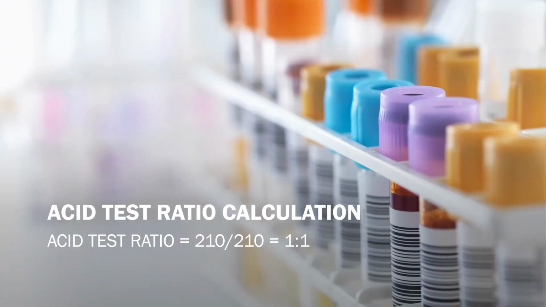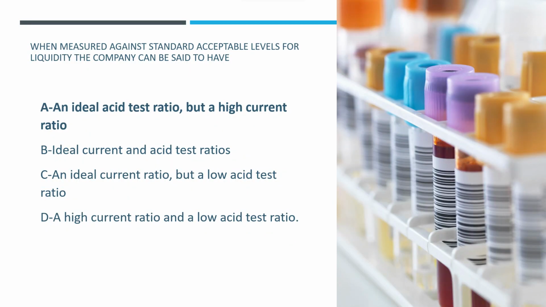The asset test ratio is calculated by dividing quick assets, that is, cash and accounts receivable of $210 million, with current liabilities of $210 million. This division gives us an asset test ratio of 1 to 1. That is an ideal situation. Therefore, based on our calculations, the correct answer is option A. That is an ideal asset test ratio, but a high current ratio in the case of Maverick Limited.